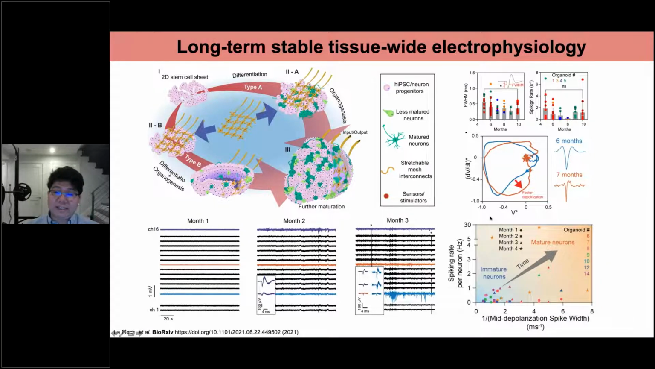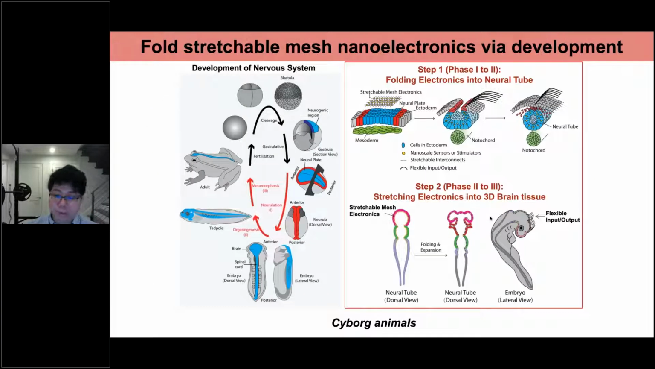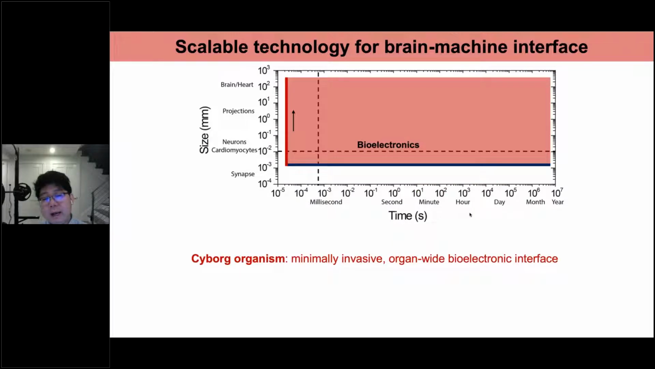So the next step is that we will integrate those stretchable mesh nanoelectronics not only on the organoids, but in real animals, in the real embryo through embryogenesis, to implant the nanoelectronics and seamlessly integrate them with the brain tissue to form these cyborg animals. So we believe that very soon we can build those bioelectronics that not only provide long-term stable recording, but also record the neurons from the 3D volume of the brain tissue.